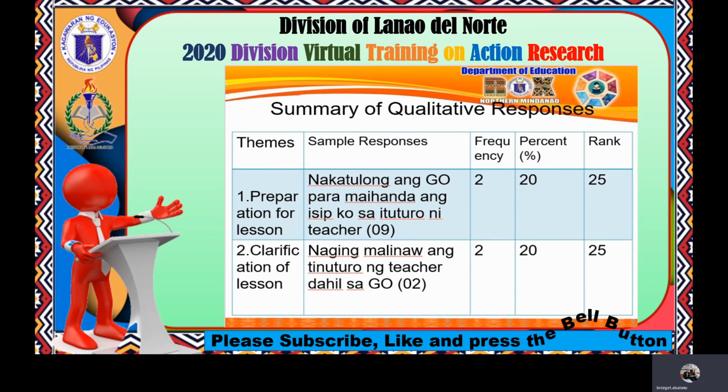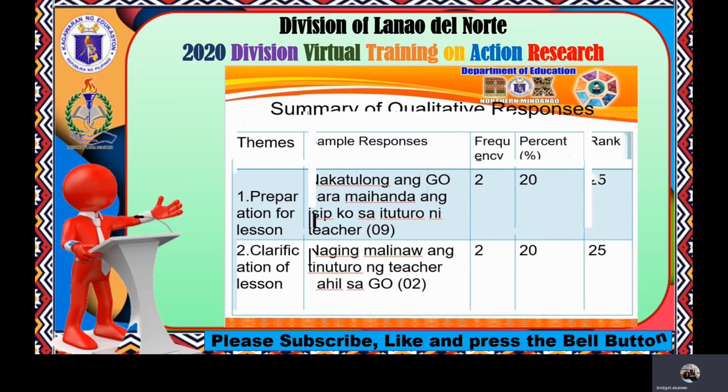Sample responses: Naging malinaw ang tinuturo ng teacher dahil sa graphic organizer. So we have 2 frequency, meaning to say there are 2 students or 2 respondents who answered the same way or related way. So the percentage is 20 out of 100. Then the rank is 25. So meaning, preparation for lesson and clarification of lesson themes have the same frequency, percentage, and rank.